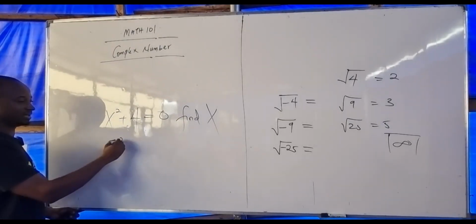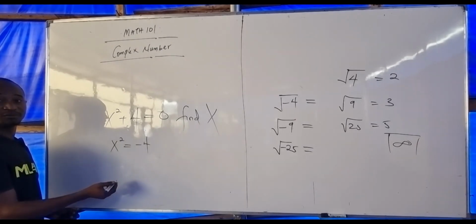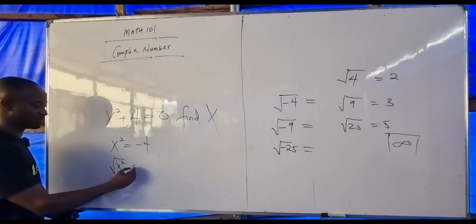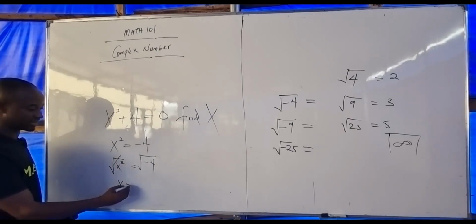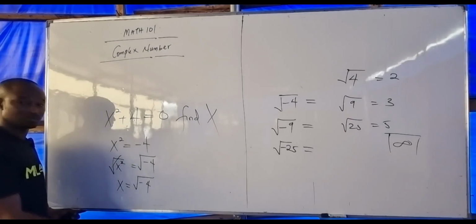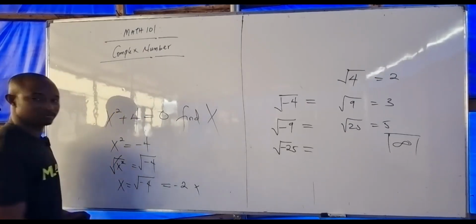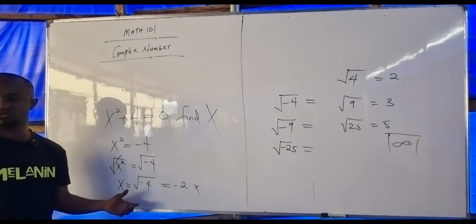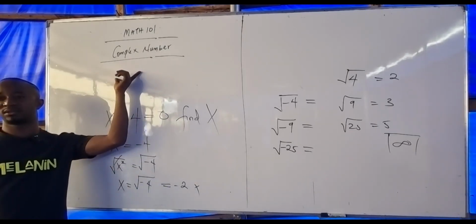That will give us x squared equals minus 4. To find the value of x, what do we do? Square root both sides. That means square root of x squared equals square root of minus 4. The square cancels with the square root. What is our x? Root of minus 4. So what do you do here? If you put the answer as minus 2, you are wrong. It is not possible to find. We call this a complex root. This is where the word complex number comes in.